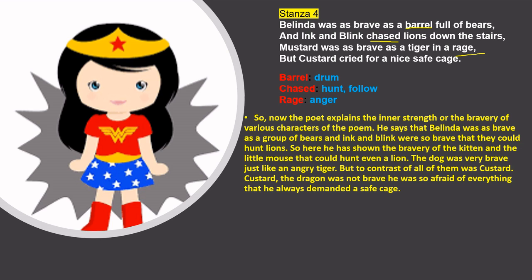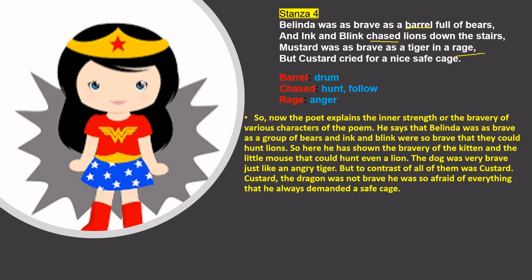She could defeat a group of bears, and also Blink and Ink, they are considered to be very brave. They could even hunt lions. So here he has shown the bravery of the kitten and the little mouse that could hunt even a lion. The dog was very brave, just like an angry tiger. And here the dog, Mustard, is also compared with a tiger, an angry tiger.